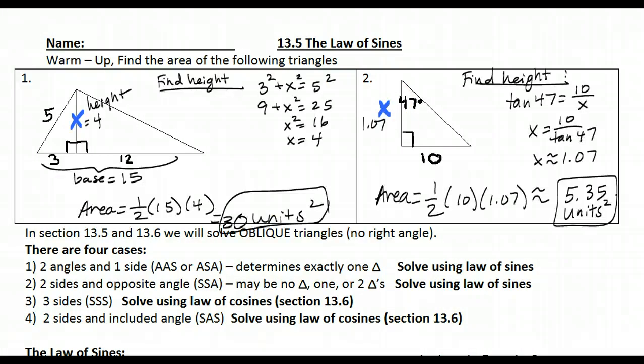All right, so there's our answers to the warm-up. Number one, the answer is 30 units squared, and number two, the answer is 5.35 units squared. That was me assuming you remembered area of a triangle is 1/2 base times height.